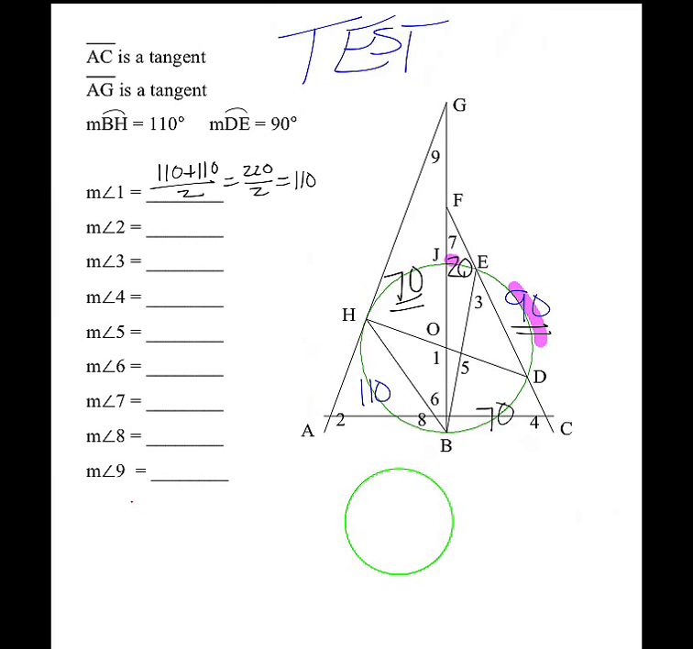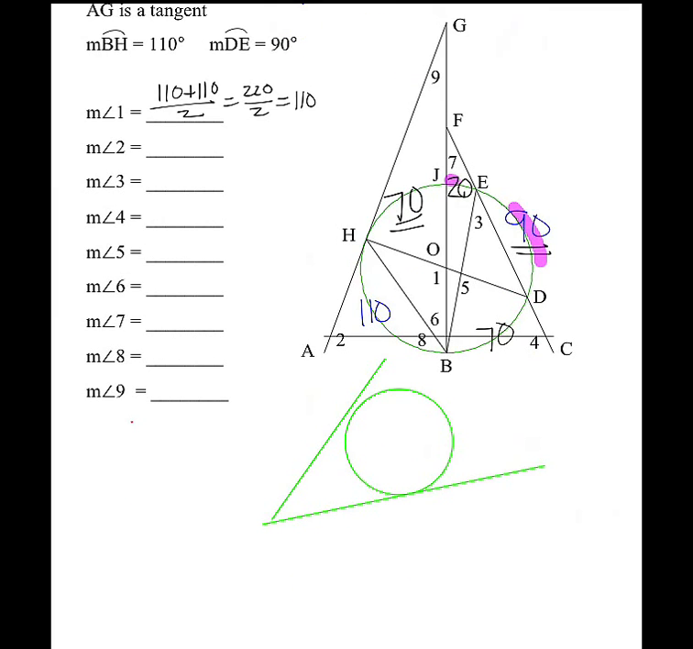Angle 2 is created by this tangent HA and this tangent AC. Now my picture got shifted a little bit. Yours should be a tangent AC, not going through the middle of the circle like that. So angle 2 is what I'm looking for right down here.